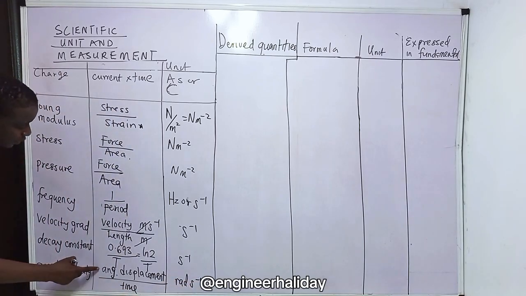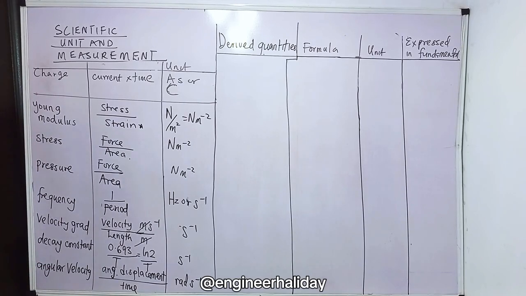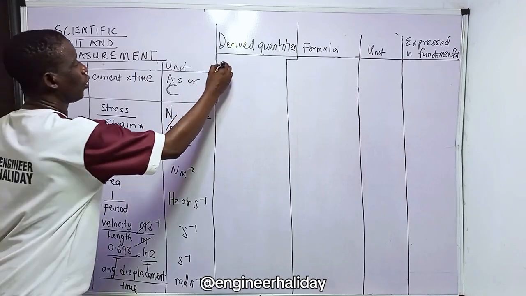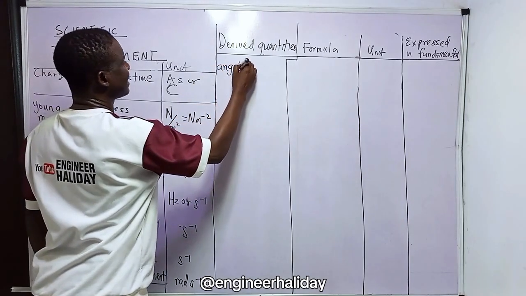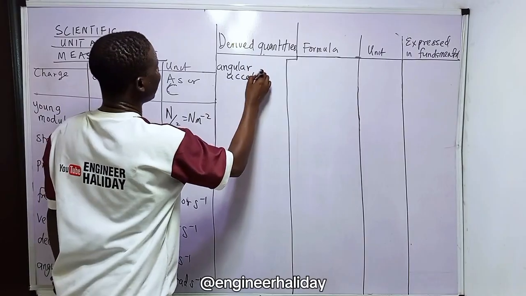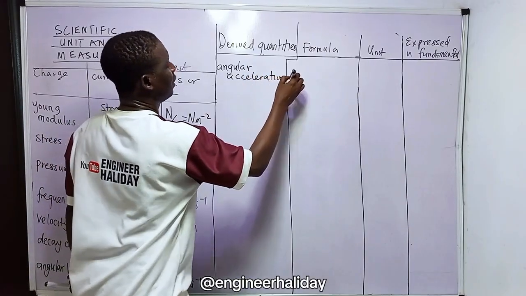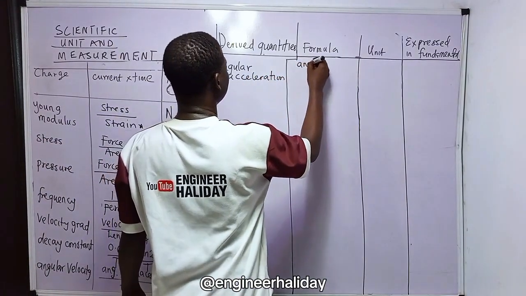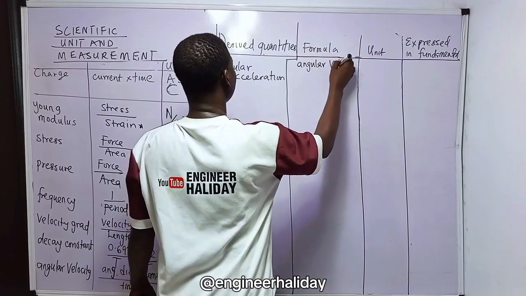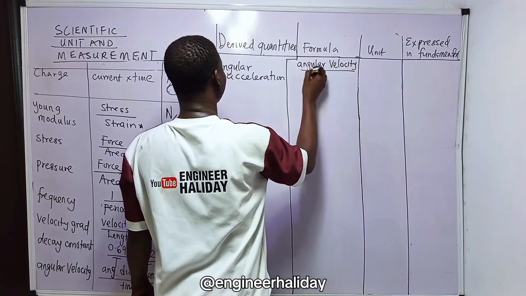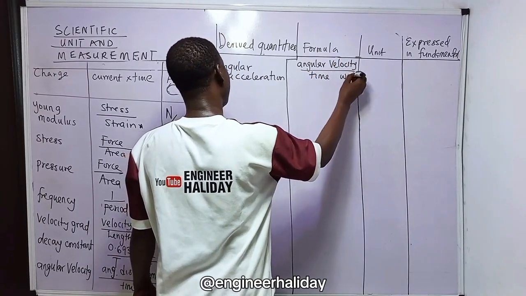Why is it rad per second? Angular displacement is measured in rad. Time is measured in seconds. So rad over second. You know, we have what they call angular acceleration. Angular acceleration is angular velocity divided by time. We can write it as omega divided by t.